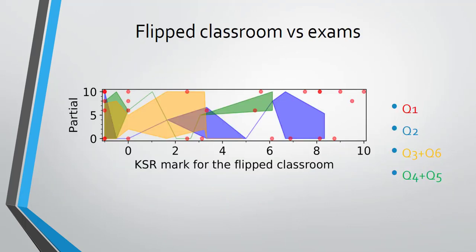The red points show the marks obtained in the partial exam as a function of those obtained in question number 1 in the flipped classroom. And as you can see, no regular pattern can be obtained. Moreover, the data has a very large dispersion. This is something that happens in all cases, and for the rest of the questions, this has been shown in the shaded areas.